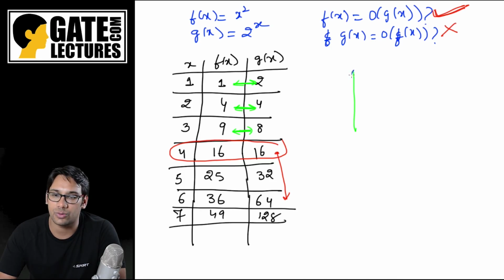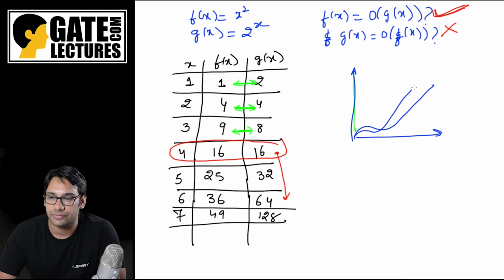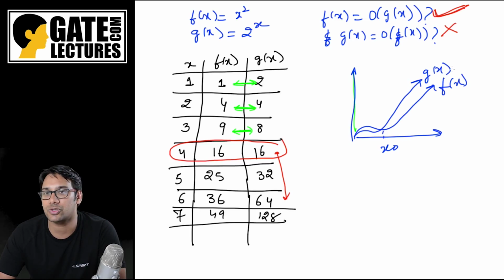So what was the graph? Graph was this, that before this value of x naught, their values may fluctuate. It may happen that at some point fx is greater than gx. It may happen that at some point gx is greater than fx. Before this value of x, their values may fluctuate. But after this, when the value of x is greater than x naught, gx will always be greater than fx. Okay.